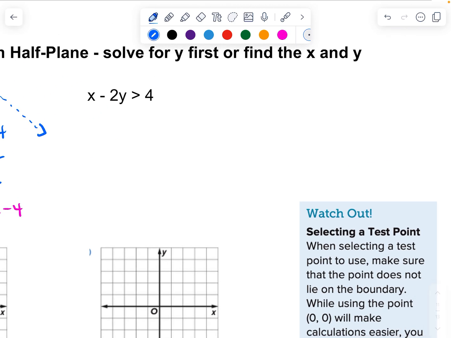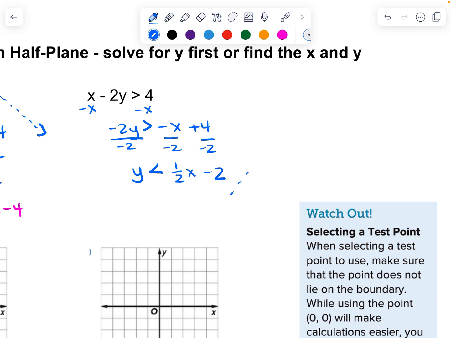So let's come over here. Let's do the exact same thing we've been doing. So I subtract. Interesting how all of these are dotted lines. Greater than negative x plus 4. Divide by negative 2. Because I'm dividing both sides of the inequality, I have to change the direction, to 1/2 x minus 2. So it's a positive, but it's still dotted.